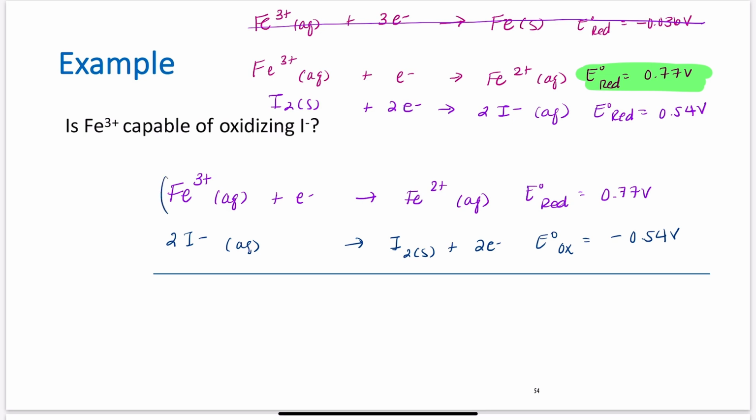Overall, if I was to write the balanced equation, I would have to multiply this by 2. Do not multiply your reduction potential. Remember, it is potential energy. It's the potential energy of the system. It's not dependent upon the number of moles of the reactant and product when you're just balancing out between 2 half reactions. 2 Fe3+ aqueous plus 2 I minus aqueous gives me 2 Fe2+ aqueous plus I2 solid.